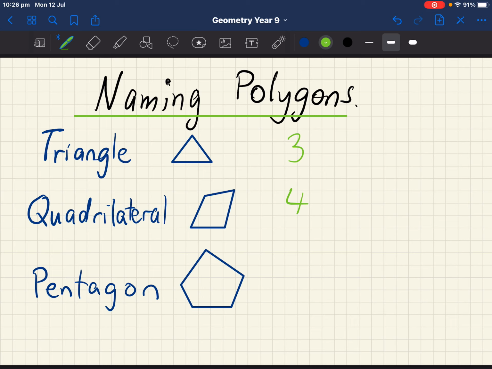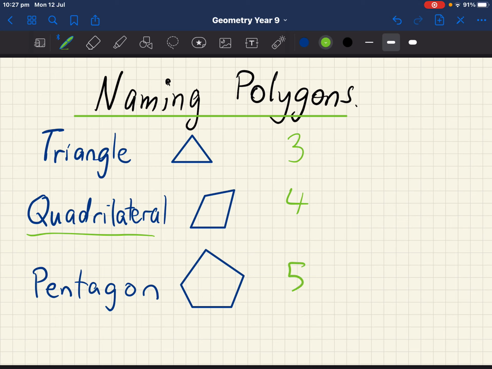We call these quadrilaterals. Lots of people say, no, hang on, I thought they were called squares, or rectangles, or aren't they called rhombuses? Any polygon that has 4 sides is called a quadrilateral. However, there are some special quadrilaterals which have their own unique names. But if it's got 4 sides, it is a quadrilateral.